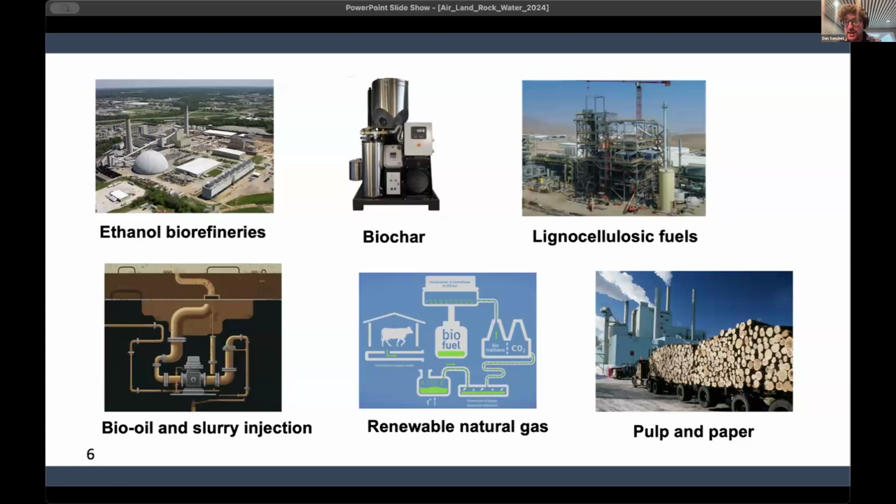But there are other approaches that people are starting to talk about. That includes capturing CO2 from the production of lignocellulosic fuels. That includes the direct injection of biomass and biomass-derived products underground, or the burial of wood. There are opportunities in the production of renewable natural gas to also capture CO2 and put it underground. And finally, we're also seeing lots of efforts to capture CO2, biogenic carbon from the pulp and paper production process, which is not particularly relevant in the state of California as we have no paper industry, but is progressing in the United States and starting to gain some scale.